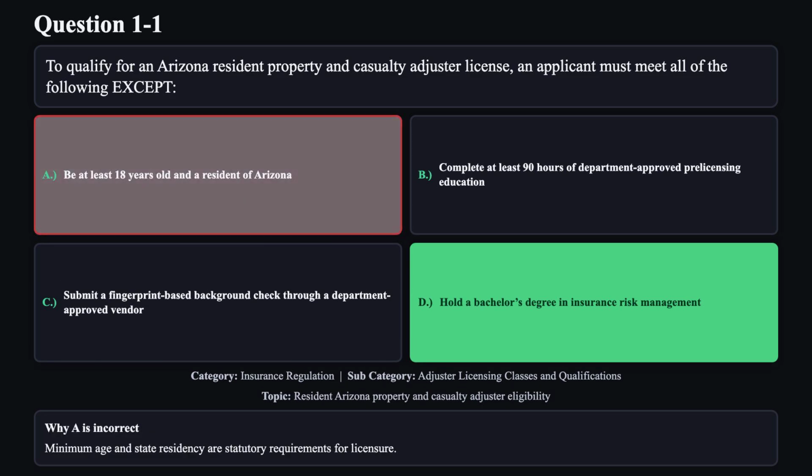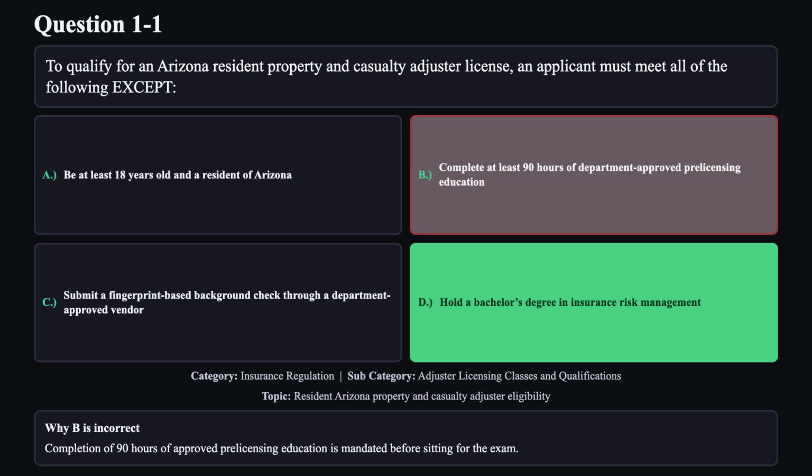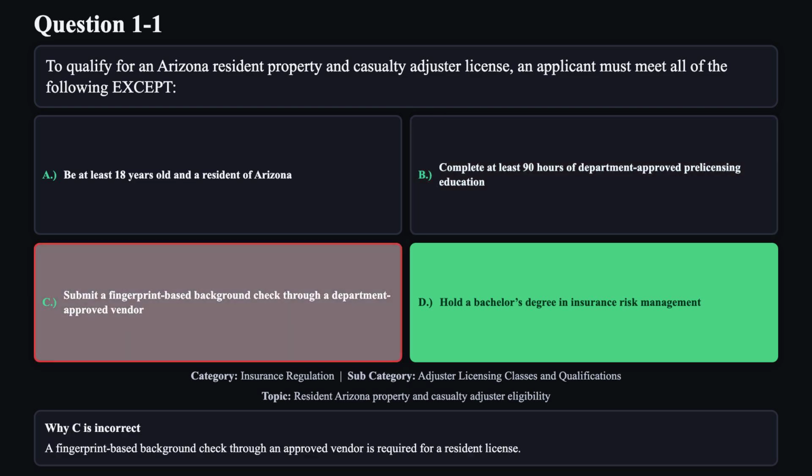Reason A is not correct. Minimum age and state residency are statutory requirements for licensure. Reason B is not correct. Completion of 90 hours of approved pre-licensing education is mandated before sitting for the exam. Reason C is not correct. A fingerprint-based background check through an approved vendor is required for a resident license.